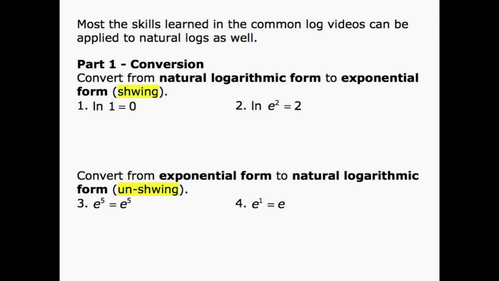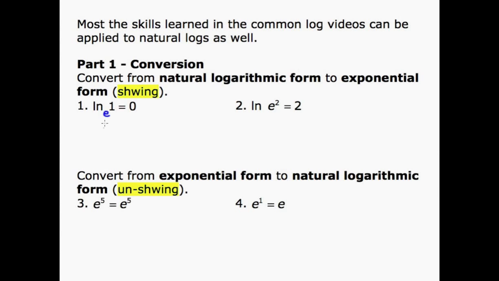Most of the skills learned in the common log videos can be applied to natural logs as well. Part 1, conversion. Convert from natural logarithmic form to exponential form. If you recall, we called this a swing. Number 1, the natural log of 1 equals 0. Because our expression is in natural log, we know that there is an implied base of e. So I'm going to go ahead and write that in.